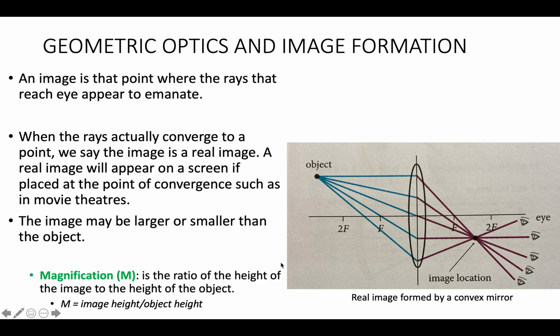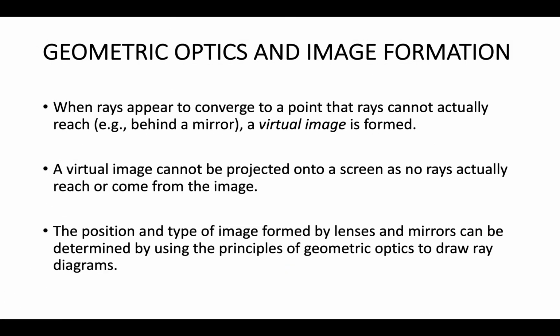So let's have a look at the other part. The other part says, when rays appear to converge to a point that rays cannot actually reach, for example behind a mirror, like in the case of a concave mirror, then we cannot see where the light is going to fall. We can just imagine where that point is, and that is why we call that sort of image a virtual image. It's not real, we cannot see it, and those sort of images cannot be projected on a screen.